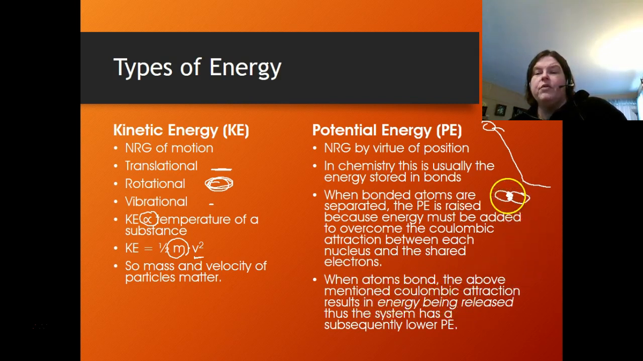When atoms bond, the Coulombic attraction is being released. So we release some of this attraction, therefore release some energy, and subsequently we have a lower potential energy. When atoms are separated, or when they're being pulled apart, they have a higher potential energy. When they're bonded, they have a lower potential energy.